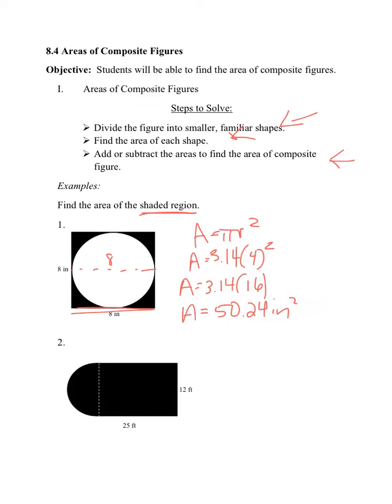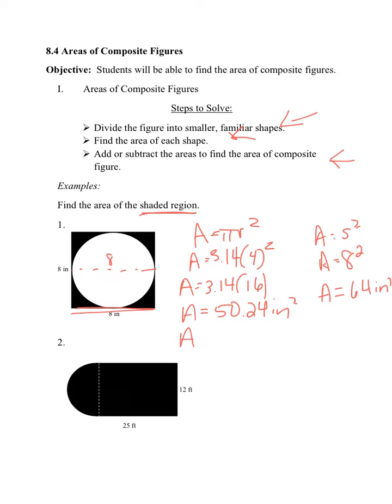Now I have my square. Area of a square is side squared, or you can do 8 by 8. So area is 8 squared. So the area of my square is going to be 64 inches squared. Now what I need to do is find the area of the shaded. So you'll notice that only the outside is shaded.